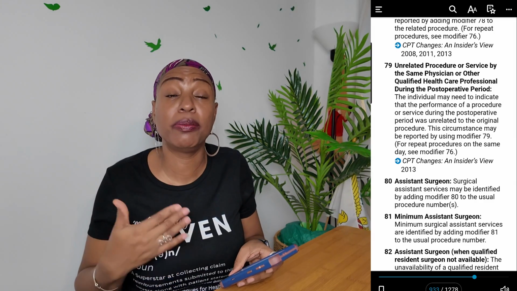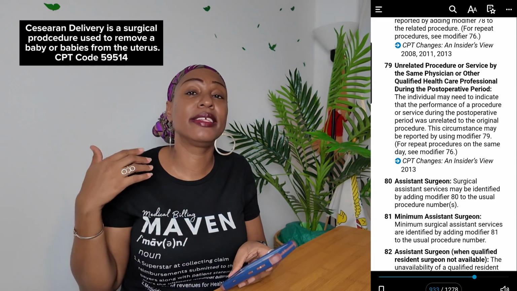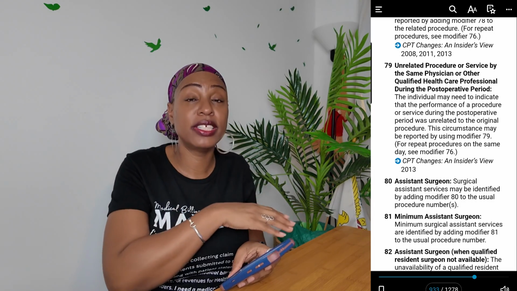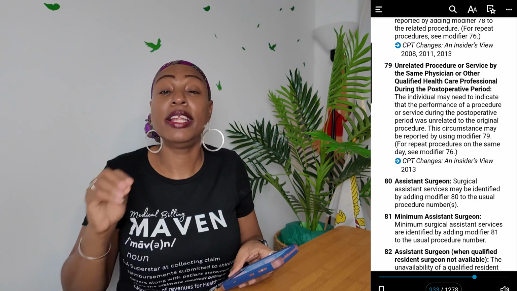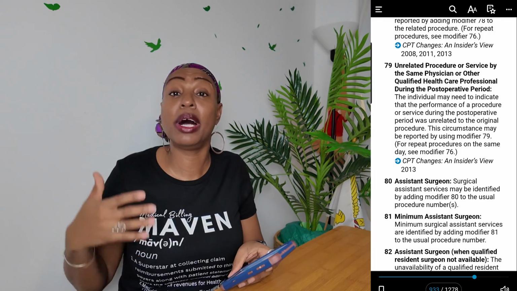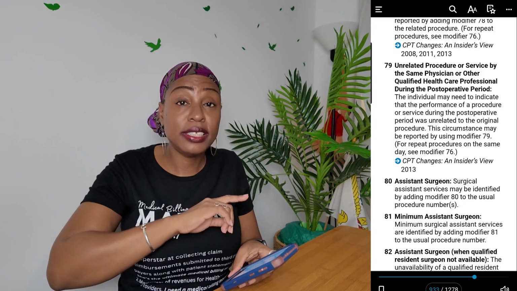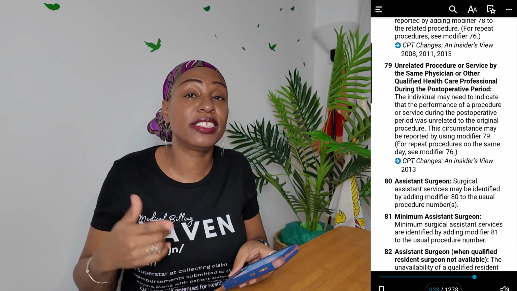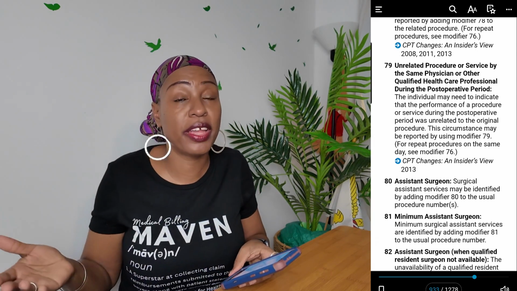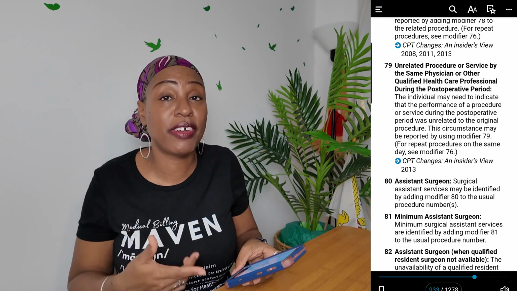This modifier is used when a procedure needs an assistant surgeon. For example, if a patient has a cesarean delivery, there may be an assistant surgeon. So there's the primary surgeon and then there is the assistant surgeon. The assistant surgeon doesn't get paid as much as the primary surgeon because they're basically there to assist the primary surgeon, so they're not getting paid for the full C-section. They have to use the same C-section code because they are performing that surgery, but they're not performing the whole thing. So this modifier is a financial modifier because it adjusts the payment that the provider receives.